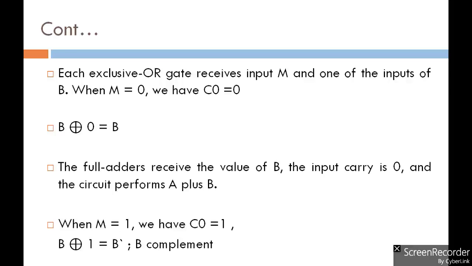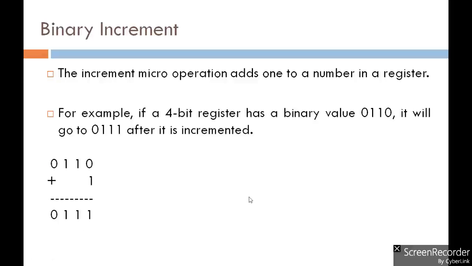So this is all about binary adder and subtractor. Now let's see the third objective, that is binary incrementer. As we know, increment means adding 1, right? So whatever binary number is given, that particular binary number will be incremented by 1.